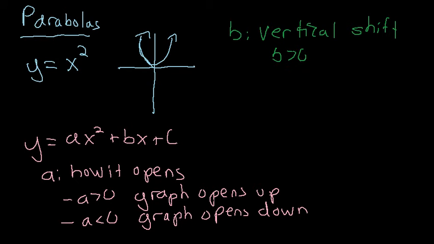If b is greater than 0, the graph shifts left. So what does that mean? That means if we had some kind of b term in here, this graph would move to the left, something like that, if b was greater than 0. If b is less than 0, it shifts right.